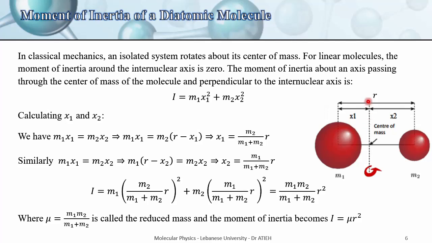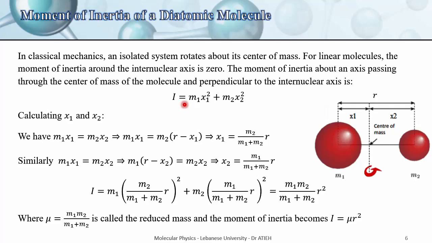Now, why must our perpendicular axis of rotation pass through the center of mass? In classical mechanics, we know that if we have an isolated system, or a system where no external forces are acting on it, so that the sum of forces and moments is zero, it must be rotating around its center of mass. Otherwise, it will be accelerating or decelerating. Now, after defining our axis of rotation, which passes through the center of mass of our diatomic molecule, let's start calculating the moment of inertia about this axis.